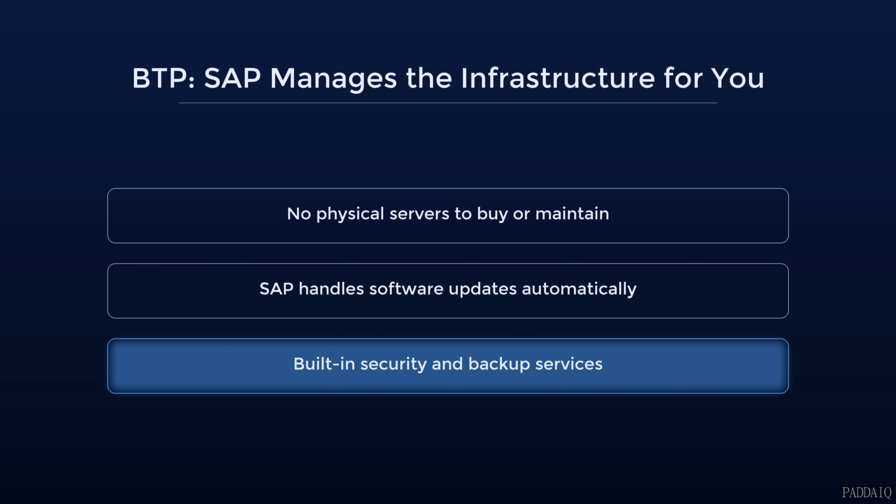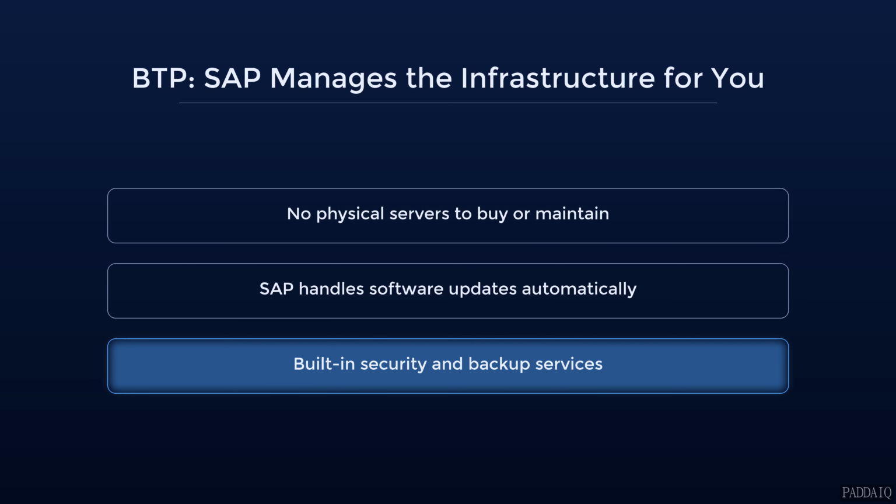You focus on using services, not maintaining hardware. This means SAP handles all the underlying servers, networks, and data centers for you. For instance, when you use the SAP HANA Cloud database, you just run your queries. SAP ensures it's always available and secure. This frees your team to concentrate purely on building and innovating with applications.